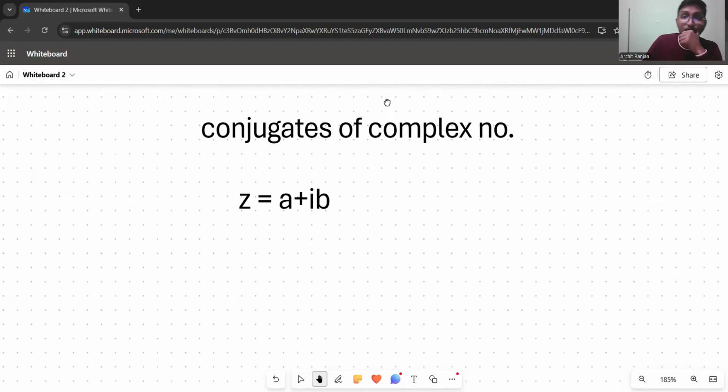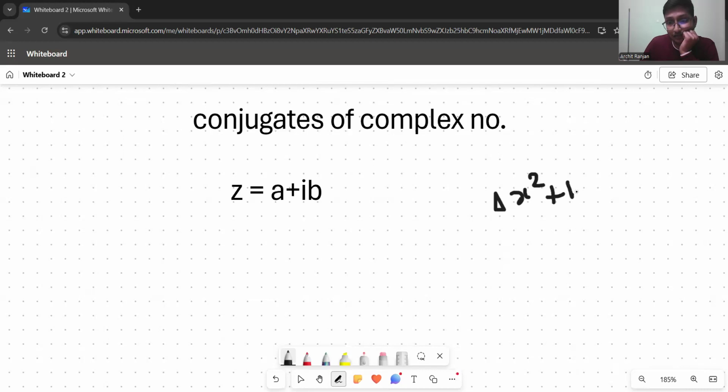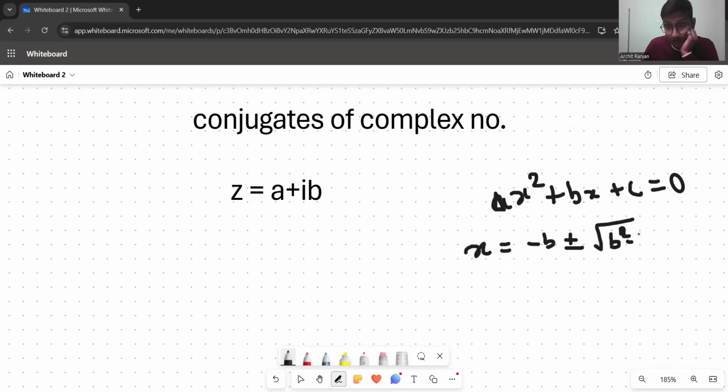Fine. Finally, now we'll be going towards the conjugates of a complex number. If you remember your quadratic equation part, let's say we have a quadratic equation of the form ax square plus bx plus c is equal to 0. We usually have a solution for this, that is x is equal to minus b plus minus under root of b square minus 4ac, over 2a.